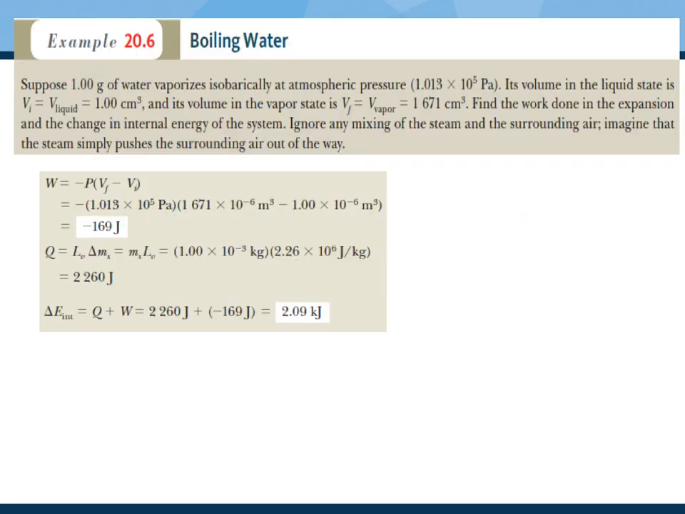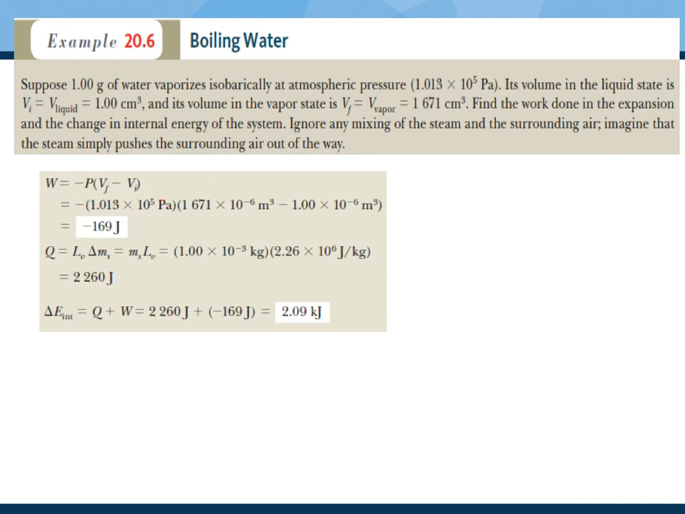Consider an example of boiling water. The water is boiled under atmospheric pressure, so it is an isobaric process. We want to find the work done in the expansion and the change in internal energy of the system. For an isobaric process, the work done can be calculated using this equation.